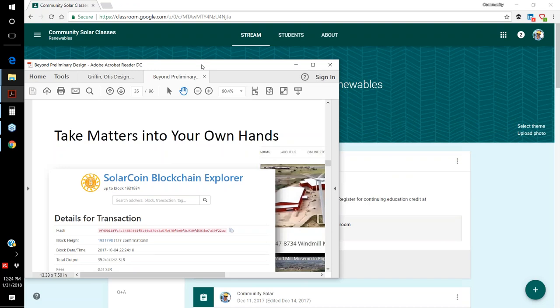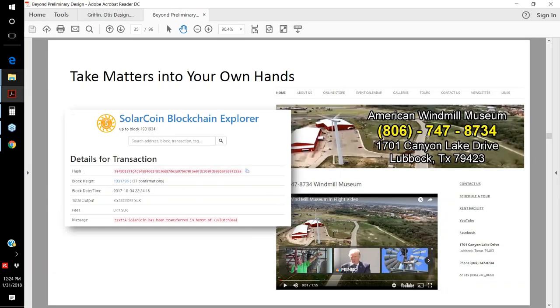I talked to this Texas windmill museum. They're called the American Windmill Museum in Lubbock, Texas. And Lubbock is in North Texas where there's a lot of wind power. And so I asked them, well, are you selling your RECs? And they say, well, we really don't know how to. We haven't had anyone ask us to buy them. I said, well, would you sell your RECs for $1 a REC, or a tenth of a penny, the same price as these larger projects? And they said, yeah, because we're not getting any value for them now.